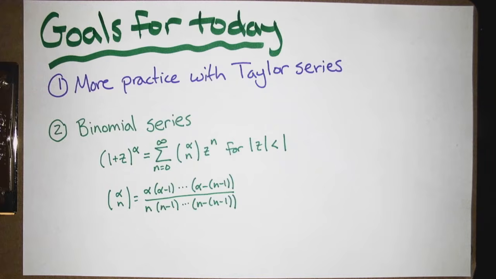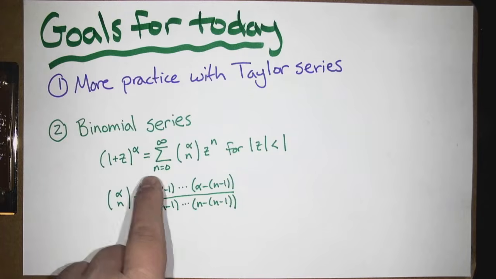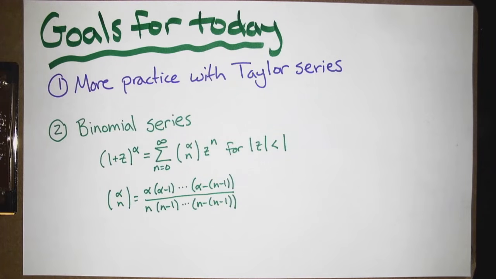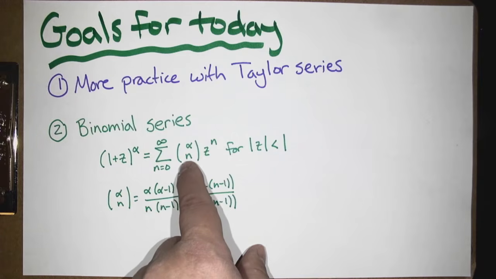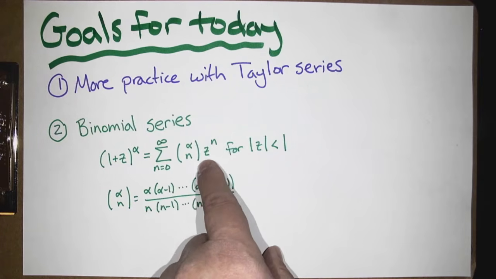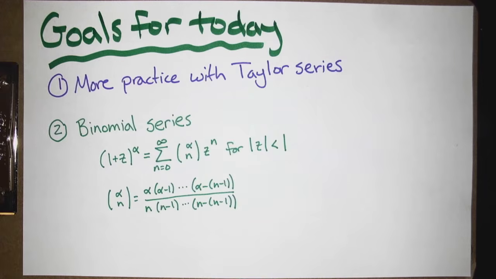Nice numbers are like 2 and 3, whole numbers. But we are going to do it with any exponent. So alpha is arbitrary. It could be a fraction, could be a negative number. It doesn't even have to be rational. It could be anything. And so the punchline is it's the sum of the binomial coefficient alpha choose n, z to the n. And this holds for |z| less than 1.